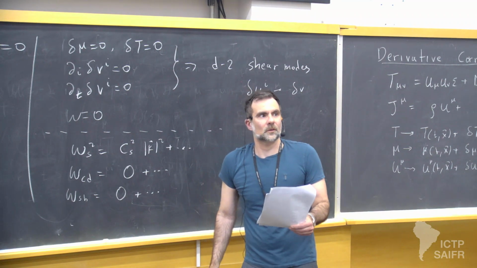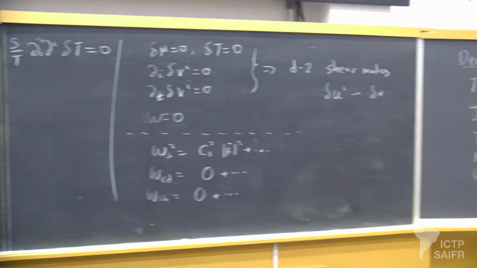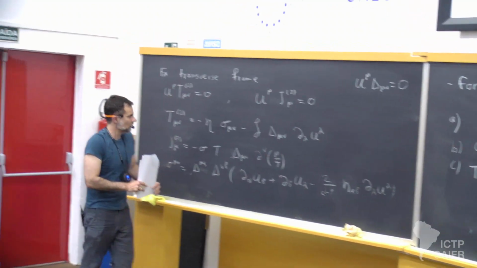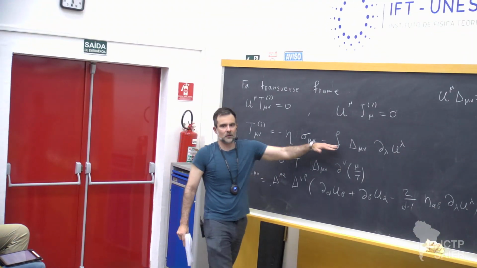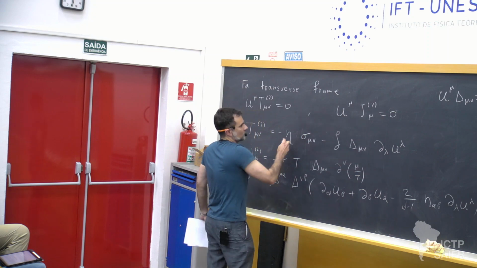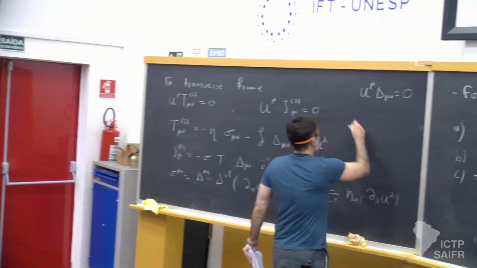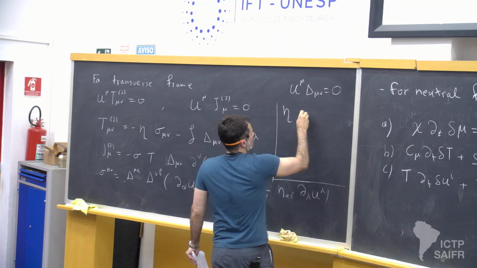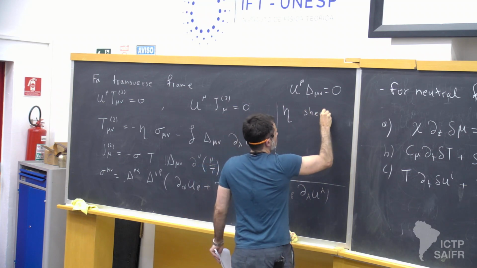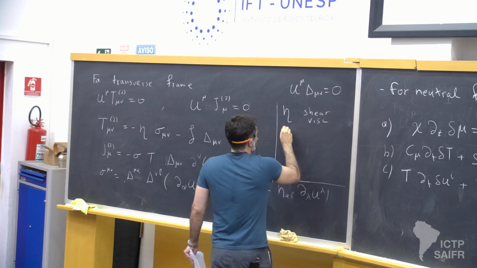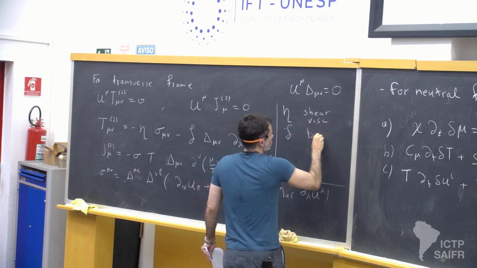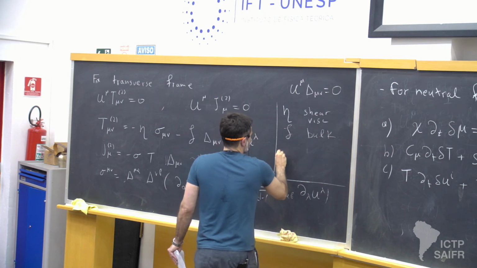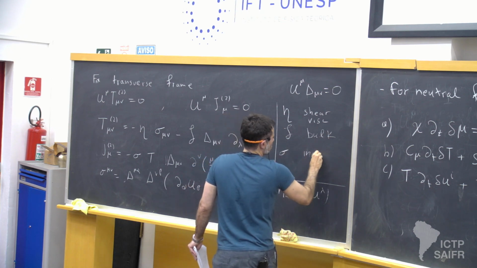Any questions? So now you see that these derivative corrections are introducing 3 numbers. Okay, so eta is the shear viscosity, zeta is the bulk viscosity, and sigma is the incoherent conductivity.